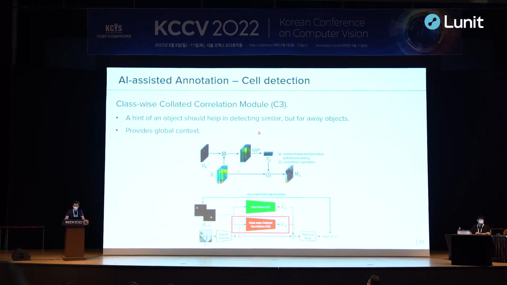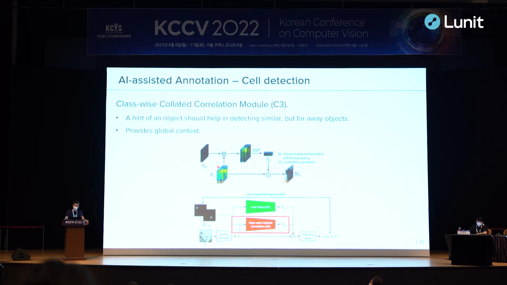The C3 model, on the other hand, allows us to get some kind of global context. Imagine the scenario where the annotator puts a point in the top left of the image on an object, and there are other similar objects in the image. We would like this hint to be propagated to the image so that we detect those objects too.